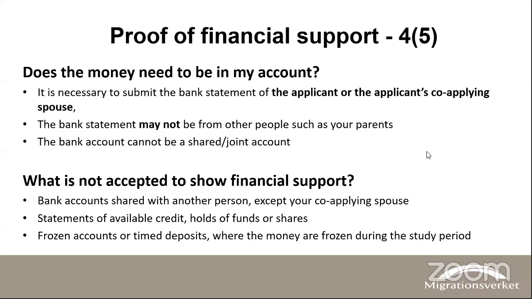And does the money need to be in my own account? Well, if you apply only for yourself, the account should be in your name only. If you apply together with a spouse, it is okay if you have a shared account with that person. The bank statement may not be from other people, such as your parents or a friend. And the bank account cannot be a shared or a joint account.